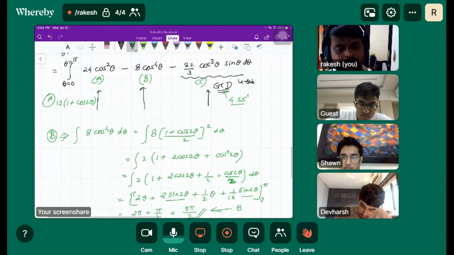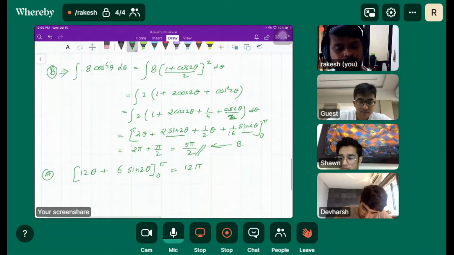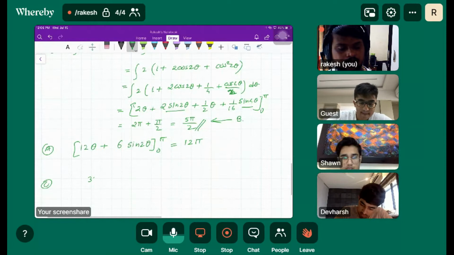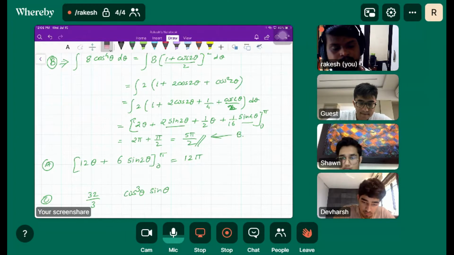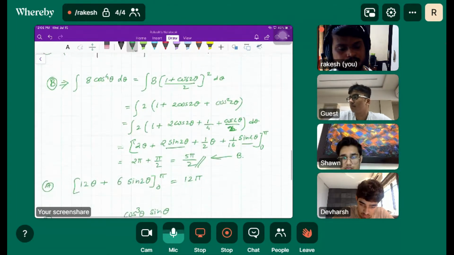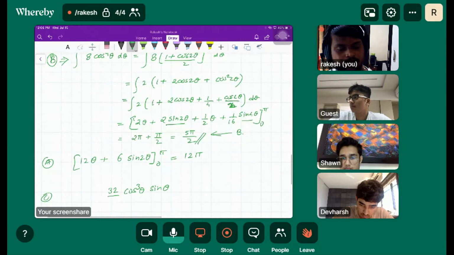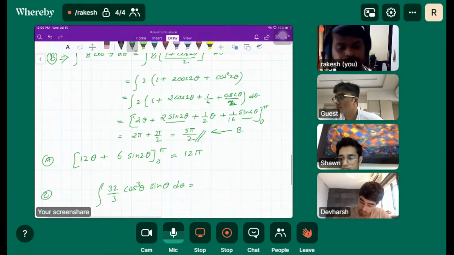32 by 3 cos cube theta sine theta. 32 by 3 cos cube sine theta, not plus. So we have to integrate this.